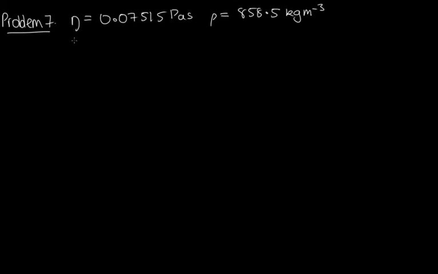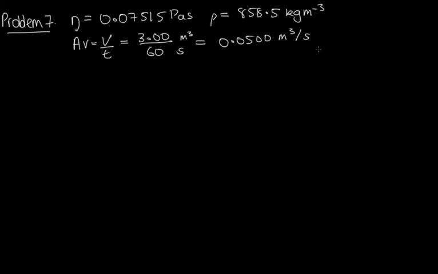So we know that the flow rate AV is equal to the volume over the time, which is equal to 3.00 meters cubed in a minute, so over 60 seconds, which gives us 0.0500 meters cubed per second. And in the question we're asked, what is the minimum diameter the pipes could be designed with in order to avoid turbulent flow?